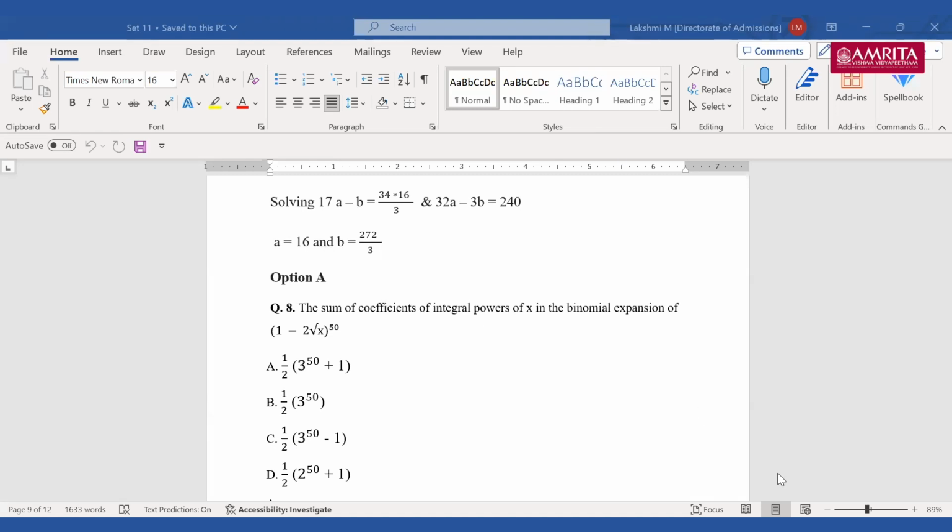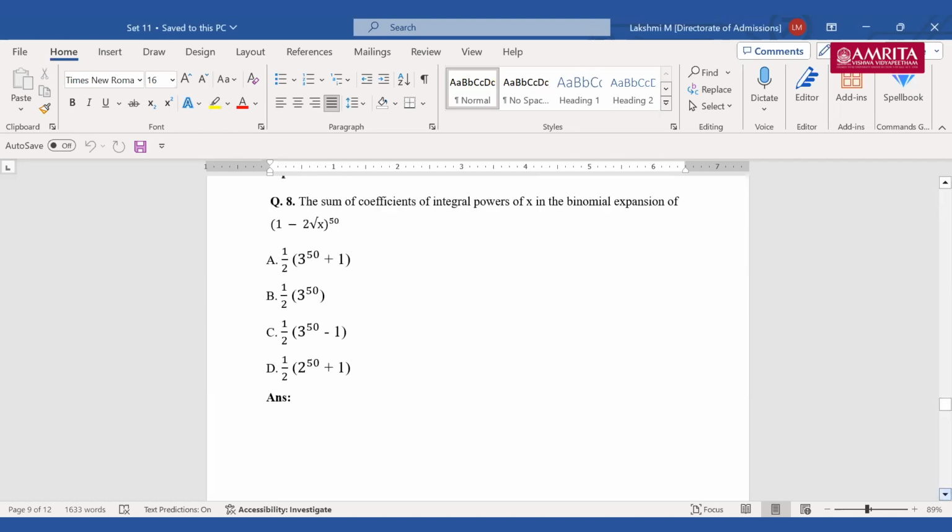Now, another question. This is the final question of today. The sum of coefficients of integer powers of x in the binomial expansion (1 - 2√x)^50. It's a direct question. Thank you, Nirmal. Is it (1/2)(3^50 + 1), (1/2)(3^50), (1/2)(3^50 - 1), or (1/2)(2^50 + 1)? Which among the following is the correct answer? The sum of coefficients of integral powers of x in the binomial expansion. I want you to give me the answer and then we can start discussing.